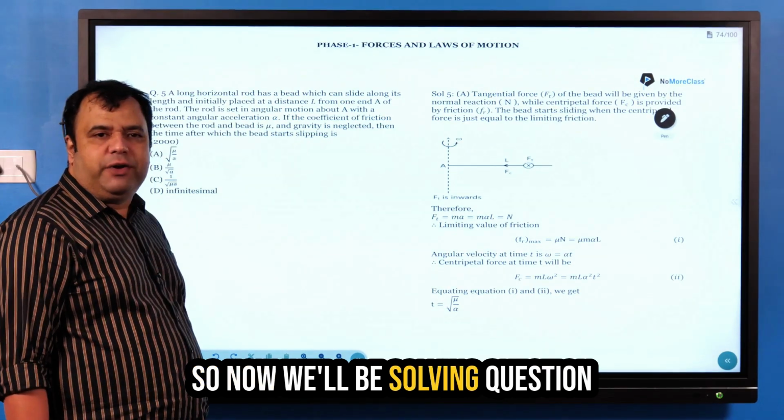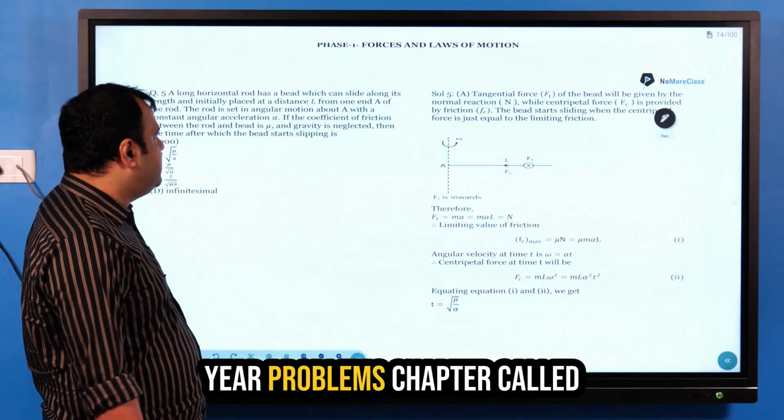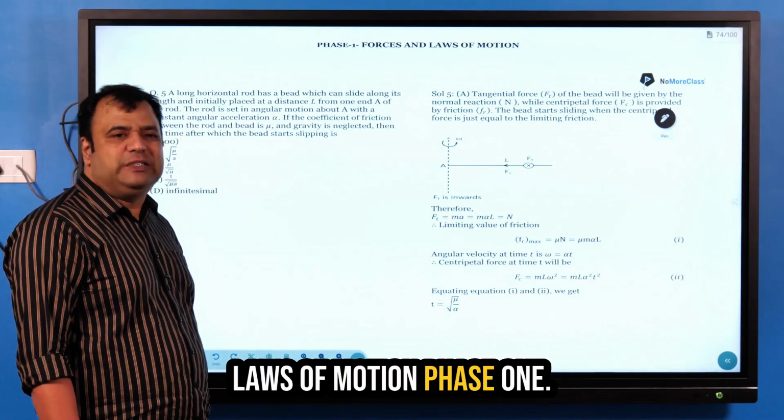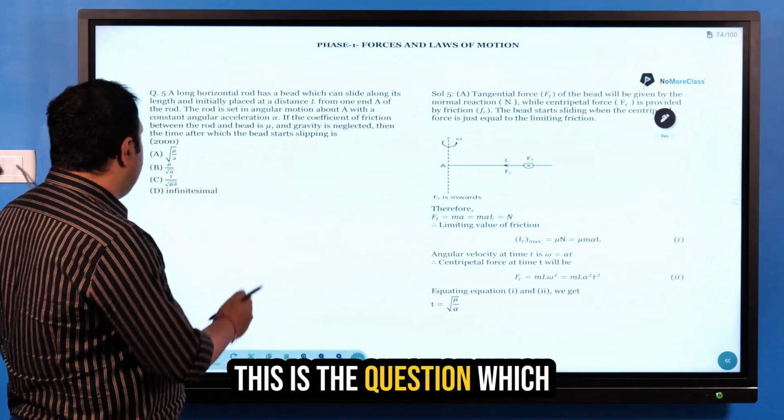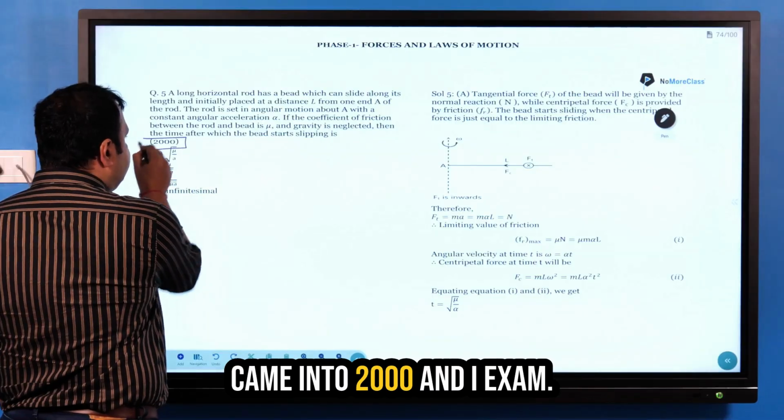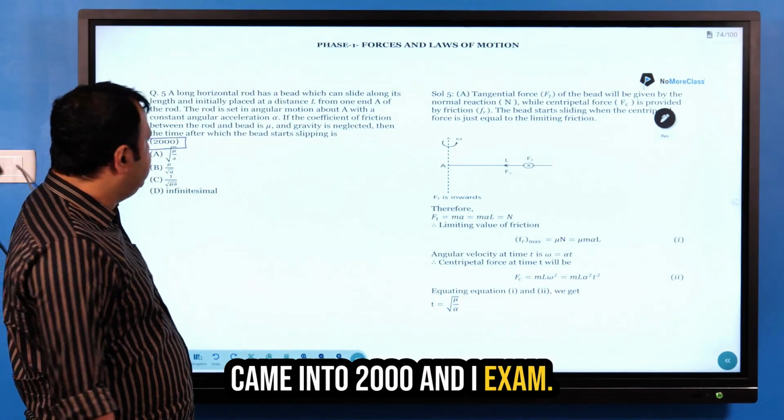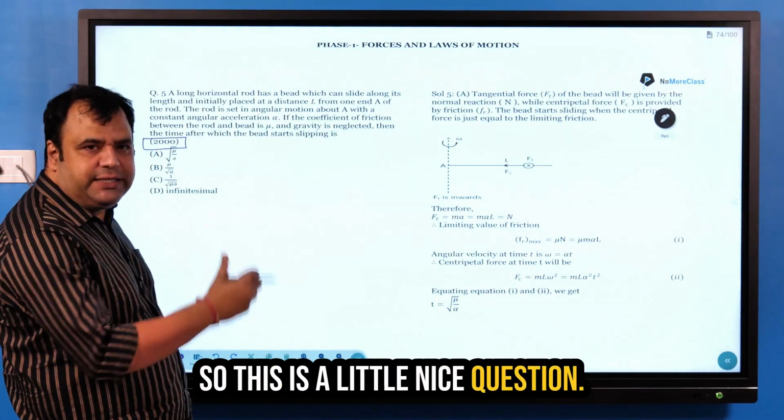So now I'll be solving question number 5 from previous year problems, chapter called Laws of Motion, phase 1. This is the question which came in the 2000 IIT exam. So this is a nice question, a good question.